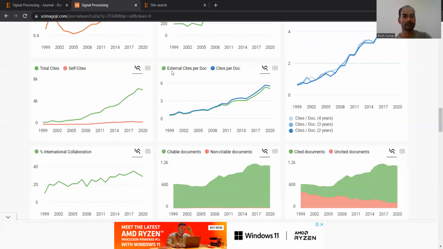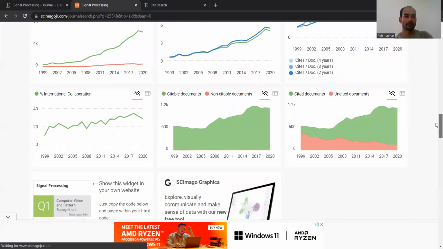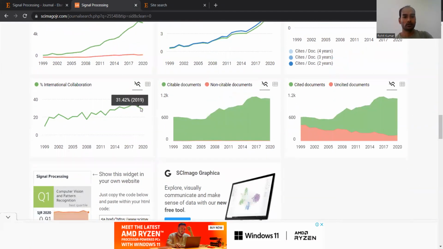So external citations you can see. This gap should be almost similar to the citations per document, then we can say that the self citations are almost nil. Coming down here, you can see the international collaboration. Again, due to COVID, which impacted every journal, it came down. Then here, due to some technical glitches, or I think non-ethical guidelines, some of the documents are non-citable. So here you can see a very small number, almost nil, I think.